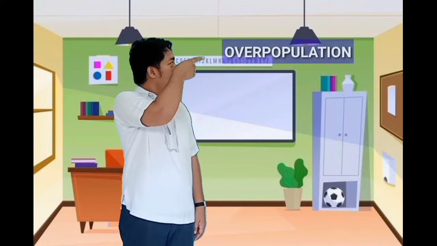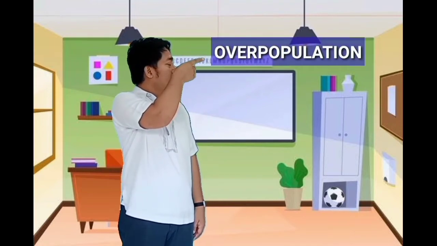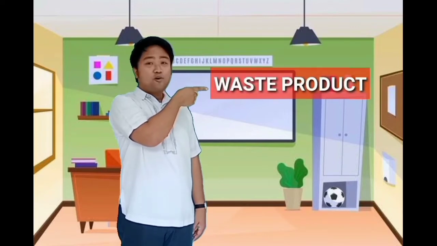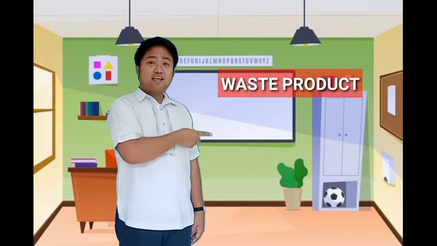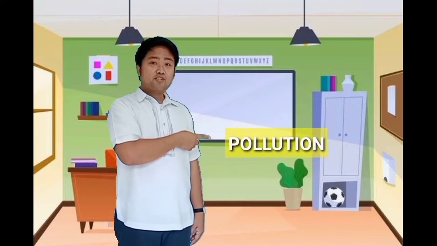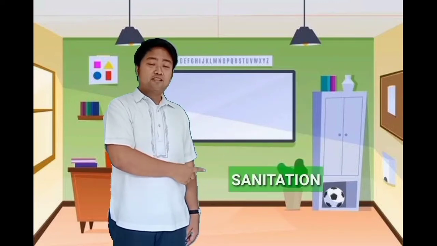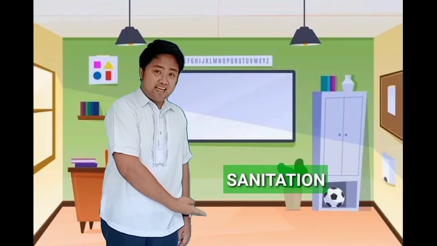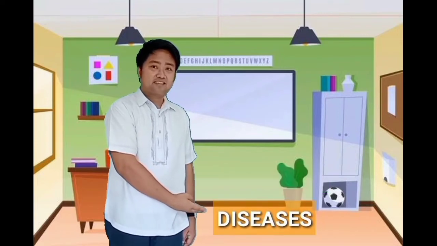Now, let's have a quick recap of the 5 mystery words that we have learned earlier. First, overpopulation. Second, waste product. Third, pollution. Fourth, sanitation. And lastly, diseases. Now let's dig deeper on the importance of these 5 terminologies on today's lesson. Let's all watch this video clip.